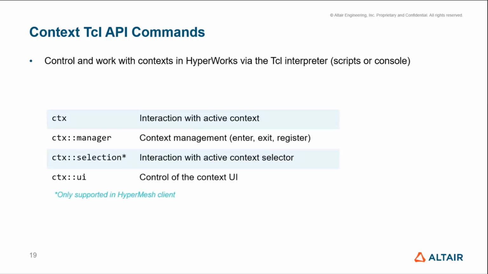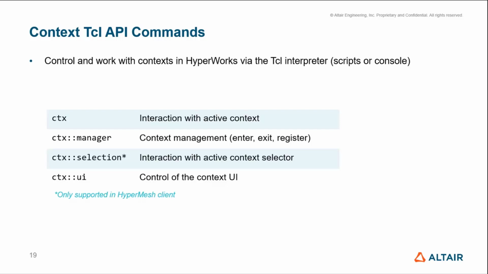In version 2022.1, we are introducing four API commands with quite a few individual methods. We've got a CTX command that provides the main interaction with an active context, and a CTX manager that provides the standard functionalities: entering, exiting, and registering a custom context. We've got a CTX selection that is currently supported in the HyperMesh client and allows you to interact with the active selector, and for example push into the selection or clear the selection, things like that.